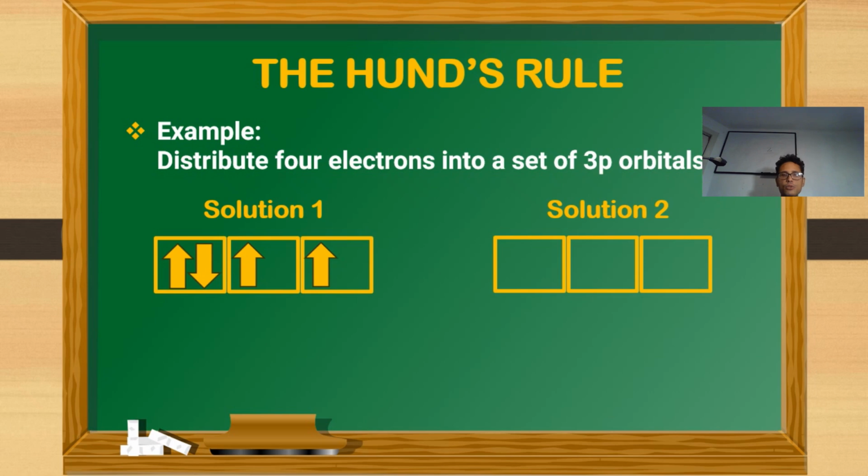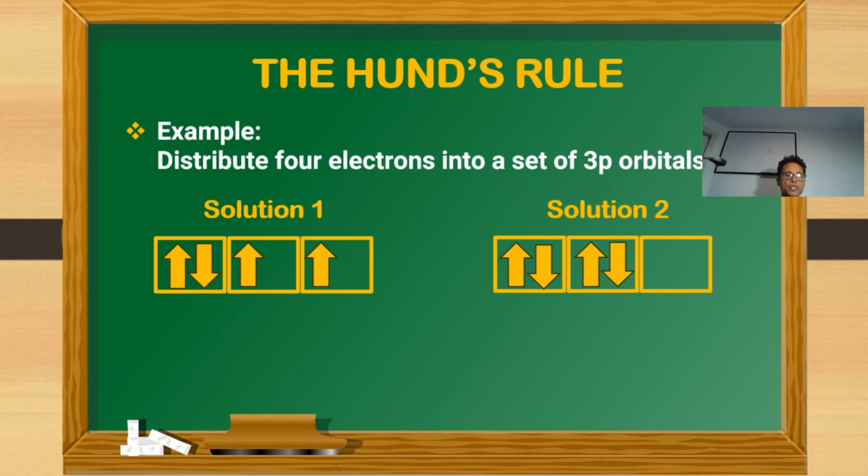Now let's see the second solution. In the second solution, the electron comes unpaired in the first individual p orbital. Then the second electron is put paired in the same individual orbital. Then the third electron goes unpaired in the second individual orbital. Then the 4th electron goes paired in the second individual orbital.